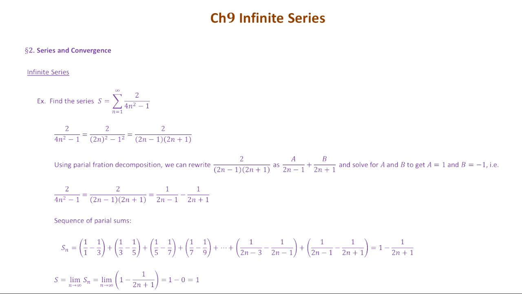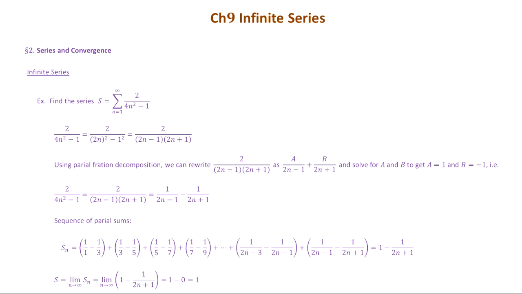So the last term will be 1 over 2n minus 1 minus 1 over 2n plus 1. And the term before that will be 1 over 2n minus 3 minus 1 over 2n minus 1, if you plug in n minus 1 for n in the formula. And then again, you can cancel the negative 1/3 and the positive 1/3, negative 1/5 and positive 1/5, negative 1/7 and the positive 1/7, and so on.